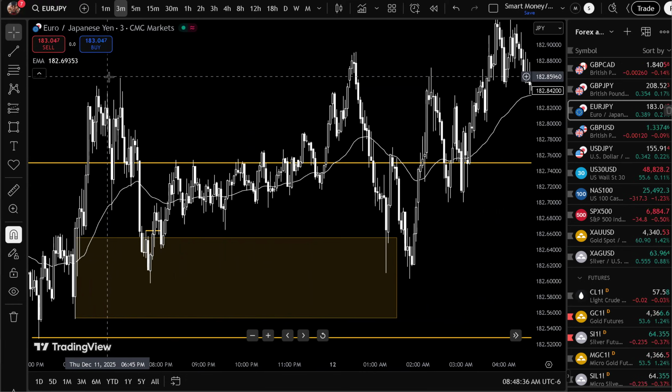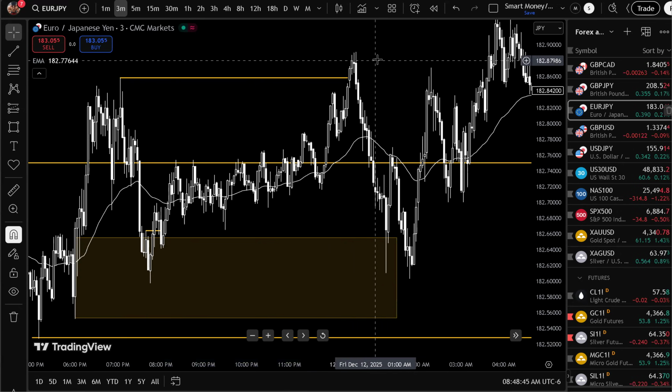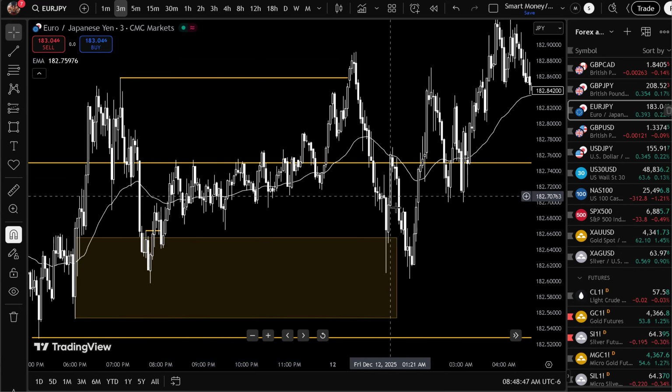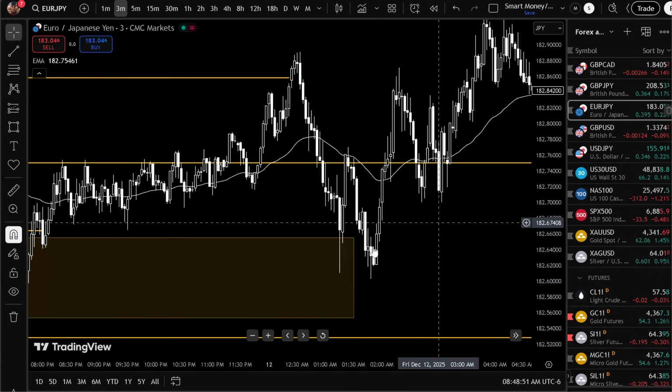Watch this. See this high right here? I'm gonna mark it for you guys. This one, boom, indication, correction down into that same area of liquidity. Indication, I mean continuation.